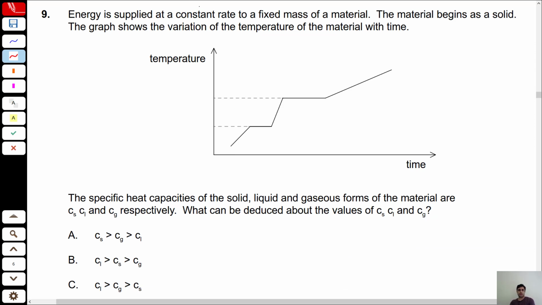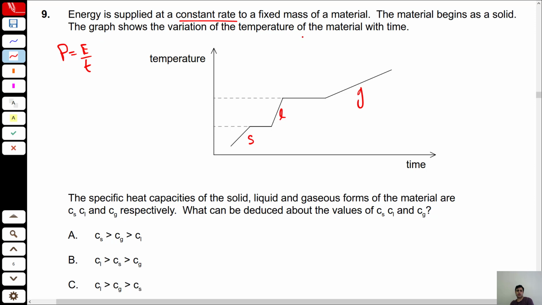Energy is supplied at a constant rate. It means that the power supplied is constant. Power is energy over time, so the rate of transfer of energy is constant, so power is constant. For a fixed mass of a material, the material begins as a solid, then there's a liquid, so melting, and after melting, vaporization, gas.